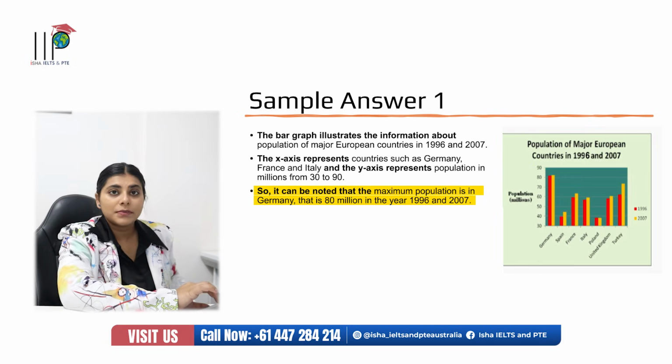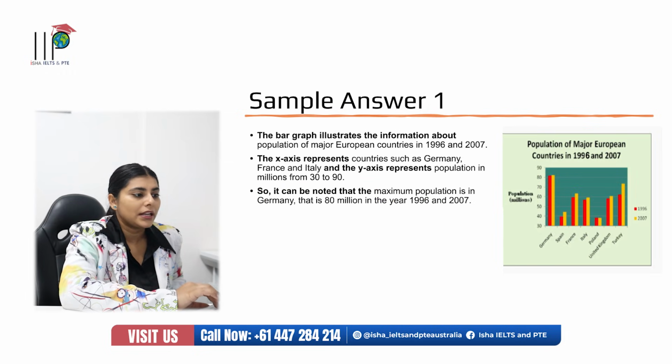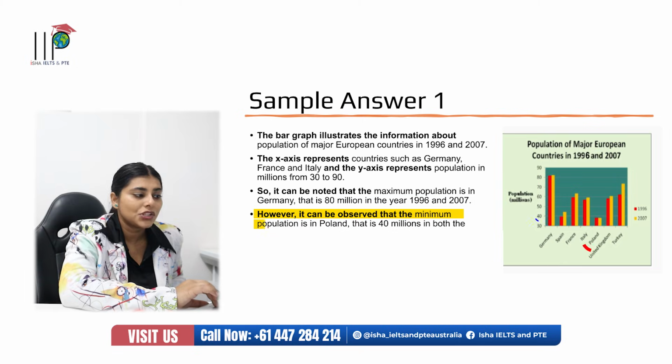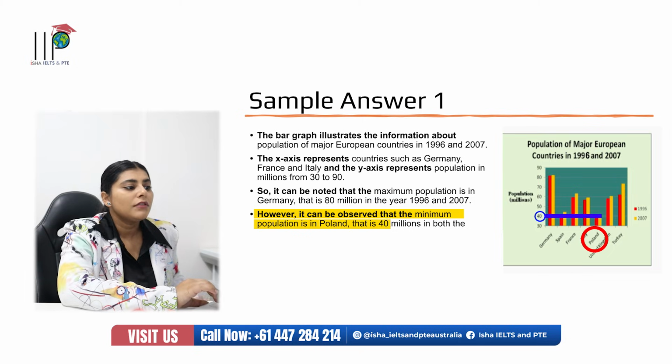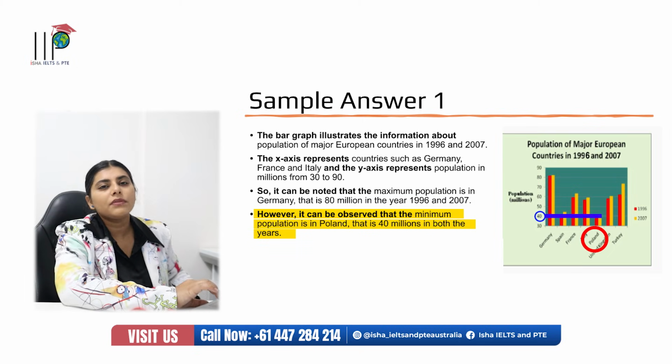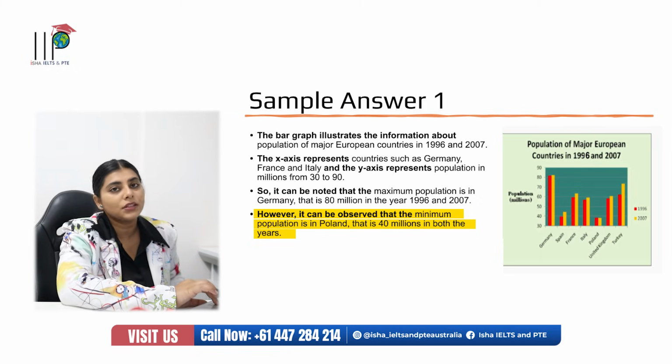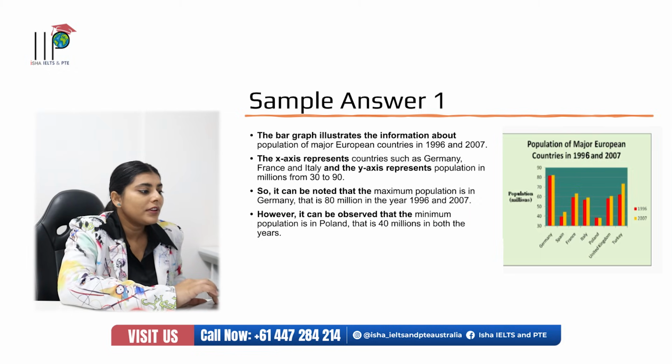And then we are going to discuss the minimum aspect over here. Minimum, like I told you, is Poland. So I'm going to say, however, it can be observed that the minimum population is in Poland, that is 40 millions in both the years. So if you want to use the words both the years, you can use both the years, or you can say 1996 and 2007 again. And then we are going to move ahead.